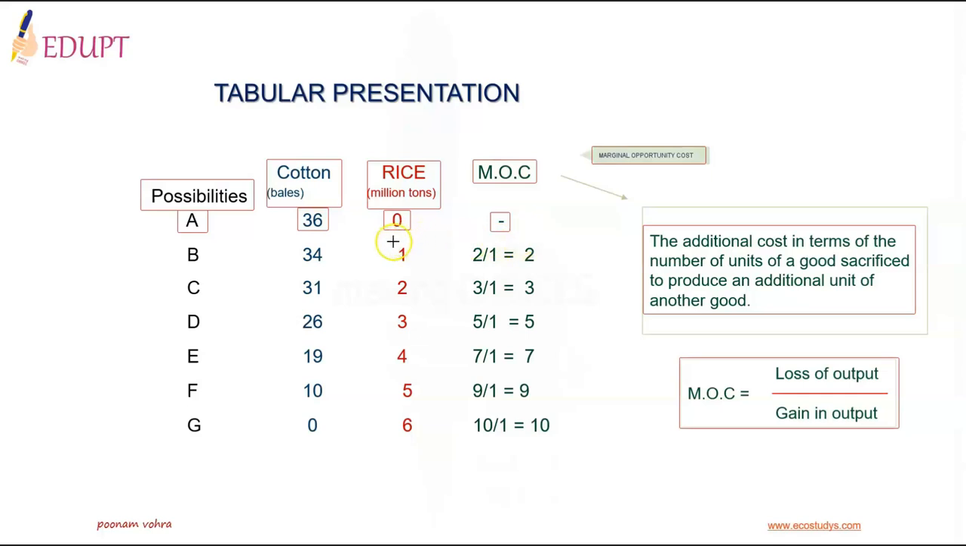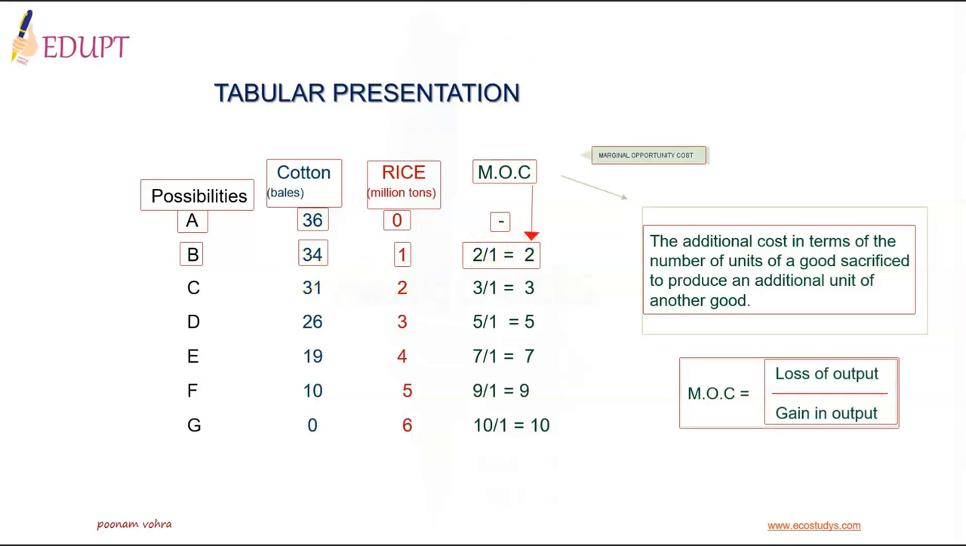If the economy decides to produce 1 unit of rice, then the economy has to sacrifice the production of cotton as resources are limited. So the economy sacrifices 2 units of cotton to produce 1 unit of rice. This becomes possibility B. In this case, marginal opportunity cost is loss of output divided by gain in output, which is 2 divided by 1. So marginal opportunity cost is 2.